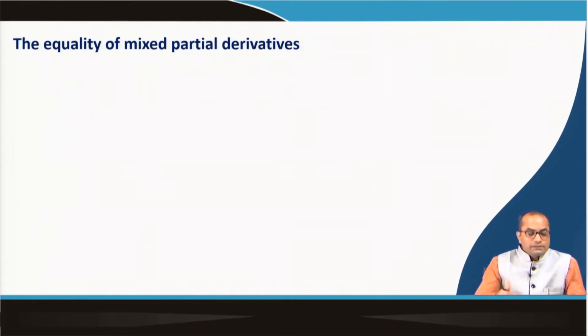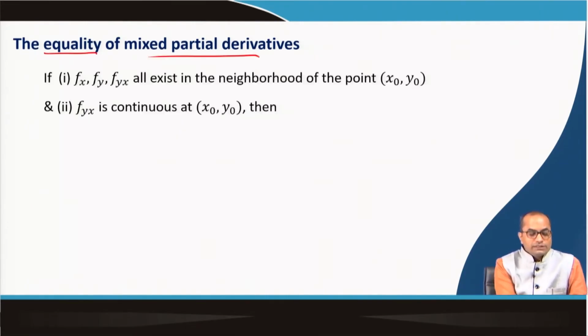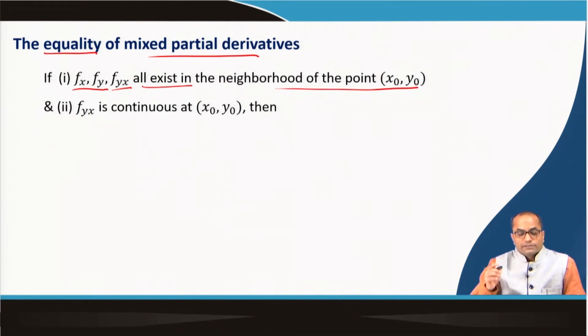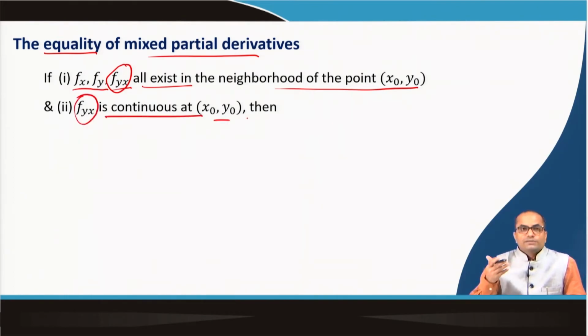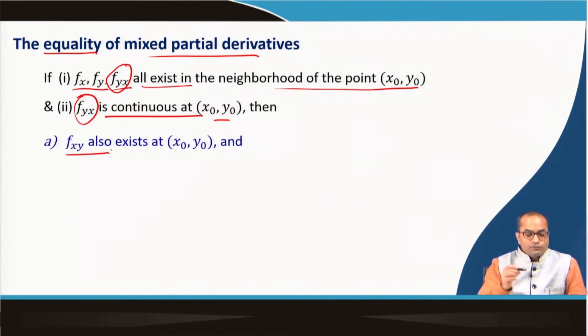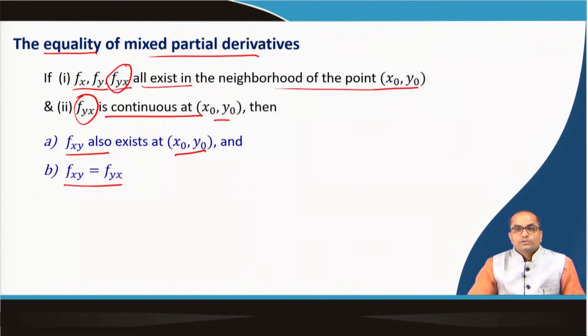So, what is that result here? The equality of mixed partial derivatives. The theorem says that if f_x, f_y, f_yx all exist in the neighborhood of that point (x0, y0), and the second condition is that f_yx is continuous, and that continuity is actually important for this f_yx, then f_xy will also exist at that point and both will be equal. So, this is the result.